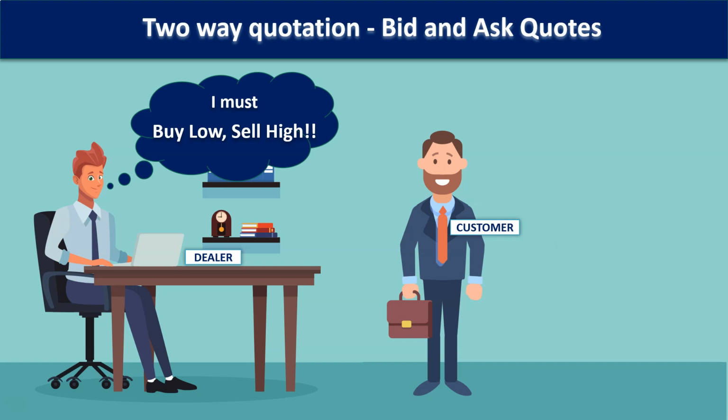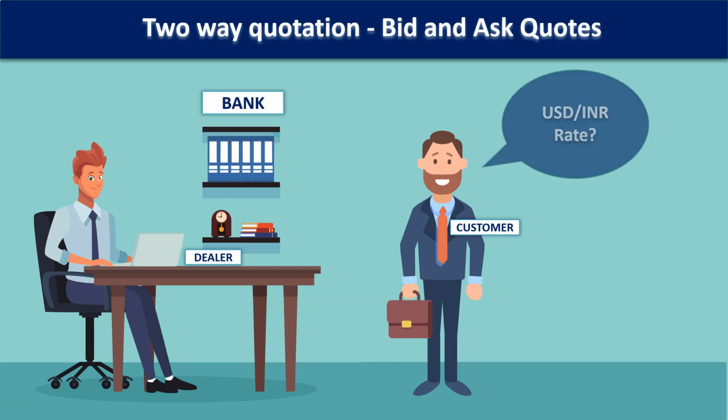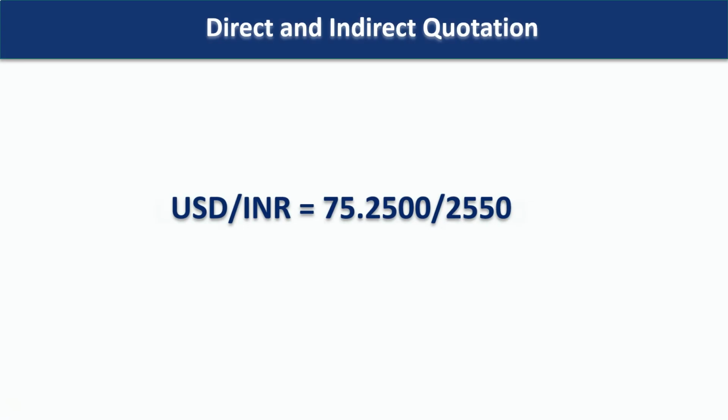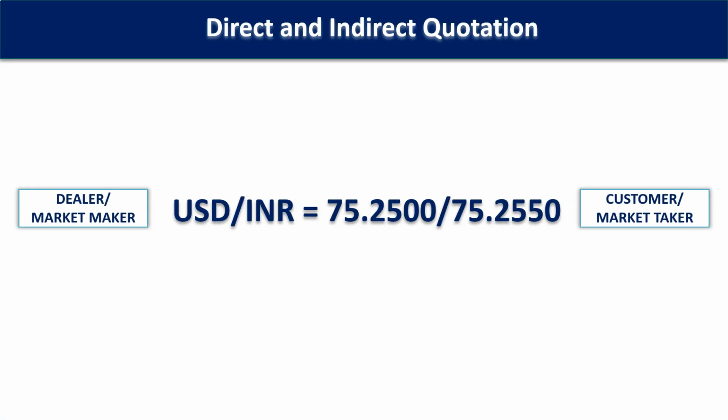Let's delve a little deeper with an example. So, when a market maker quotes USD INR rate, he will quote as USD INR is equal to 75.2500 to 550. Now, what this actually means is USD INR is equal to 75.2500, 75.2550. Let's understand what are all the information embedded in this quote.